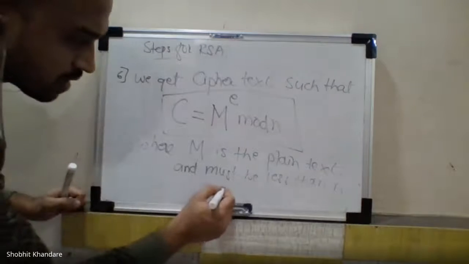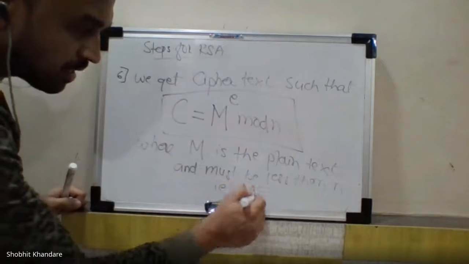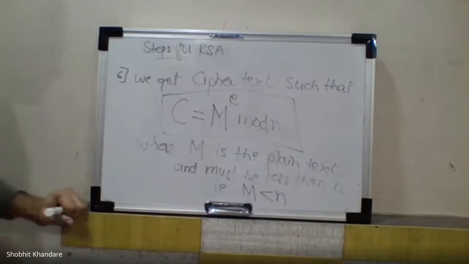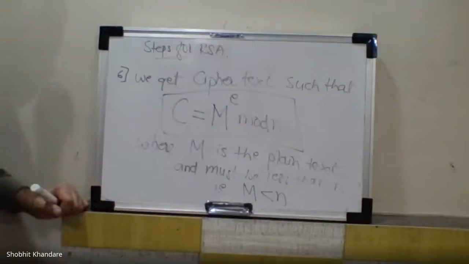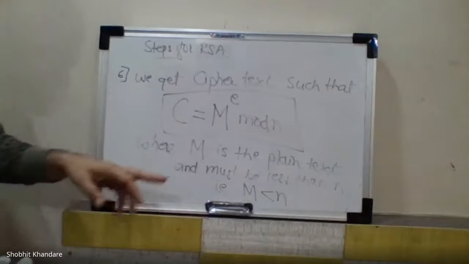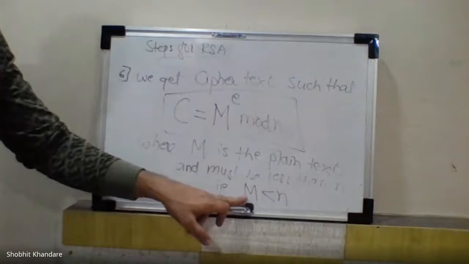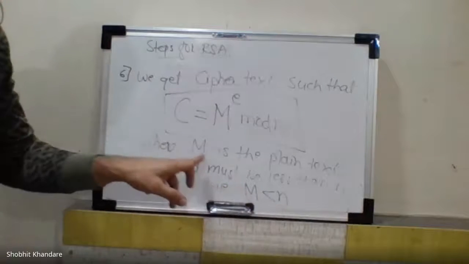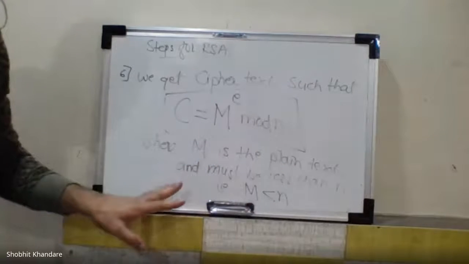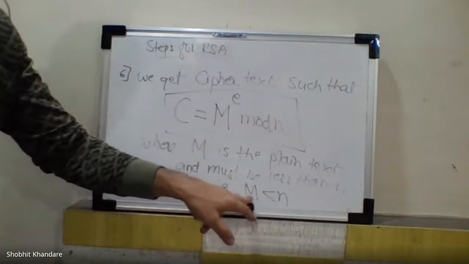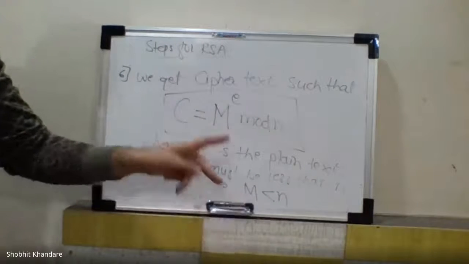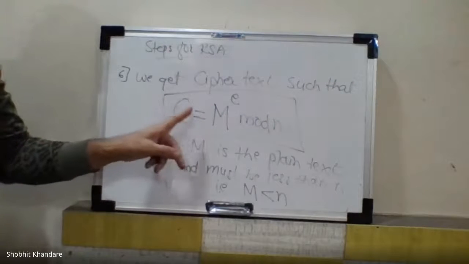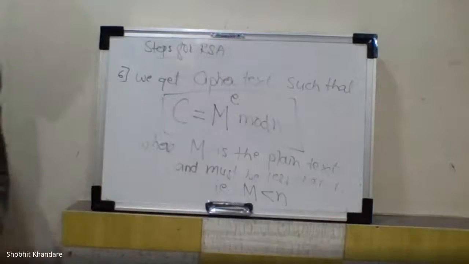That is, capital M should be less than small n. So we have to assume the value of M such that the value of M is less than n. And what is this capital M? It is the plain text that we have assumed, and the value of M is less than small n. Keeping this value here, we'll get some answer, and that is the ciphertext.